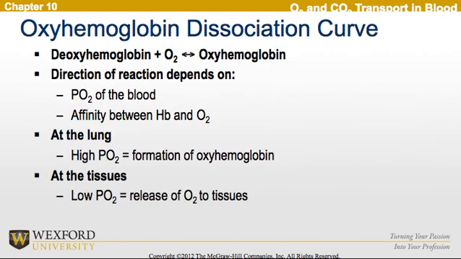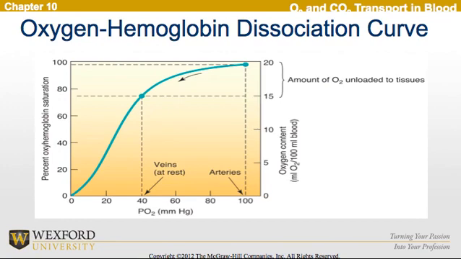Now, if we examine the oxyhemoglobin dissociation curve, we see that deoxyhemoglobin plus oxygen equals oxyhemoglobin. Now, the direction of this reaction depends on the PO2 of the blood and the affinity of hemoglobin and oxygen. At the lung, we have a high PO2, which leads to the formation of oxyhemoglobin. However, at the tissues, we have a low PO2, which leads to the release of oxygen into the tissues. This represents the oxygen-hemoglobin dissociation curve that we just discussed.